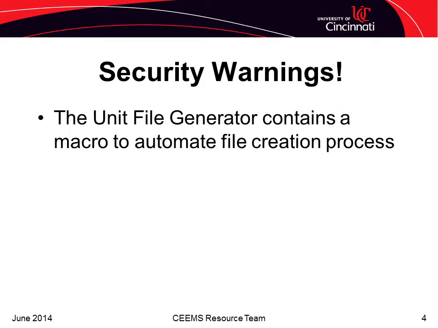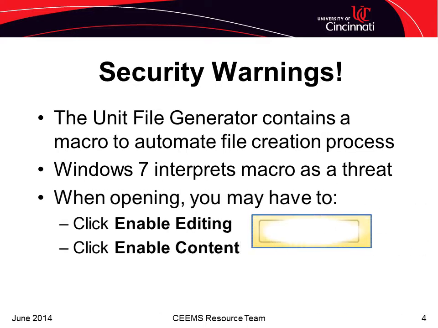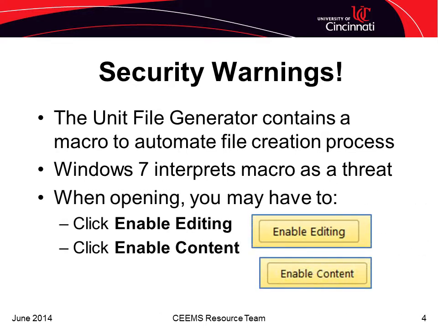In order to automate some of the tasks within the unit file generator, a small program or macro was developed. Unfortunately, Windows 7 interprets this macro as a threat and requires you to enable the macro prior to using the workbook. When you open the unit file generator, therefore, you may need to click on Enable Editing and Enable Content near the top of your screen. Once you enable it, you are ready to begin using it.